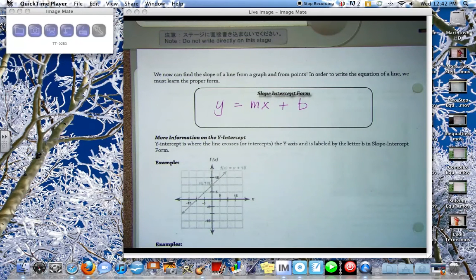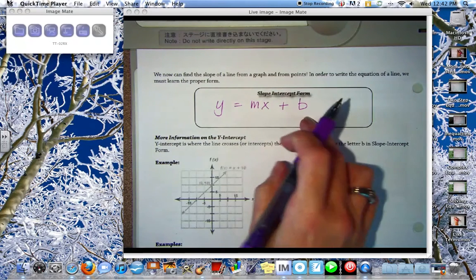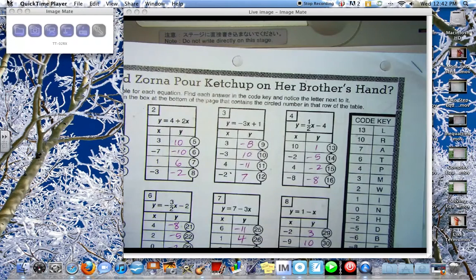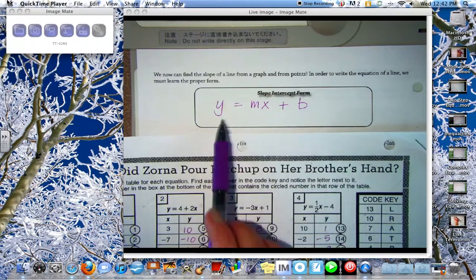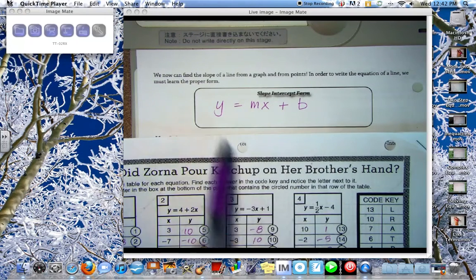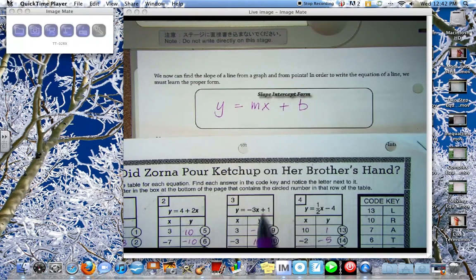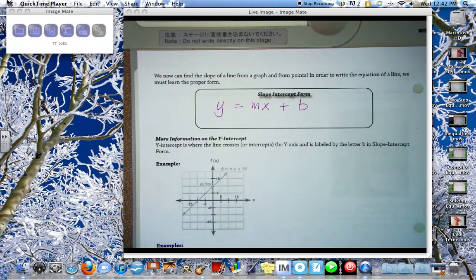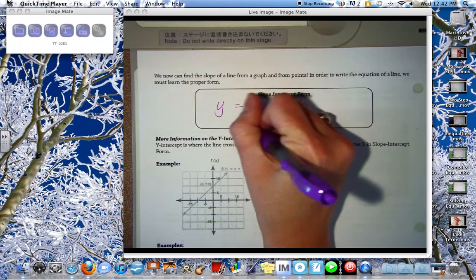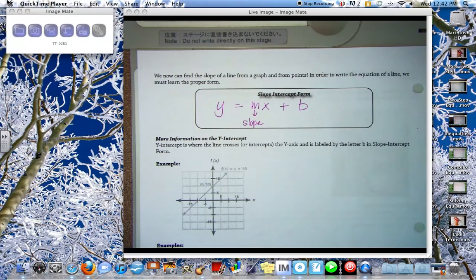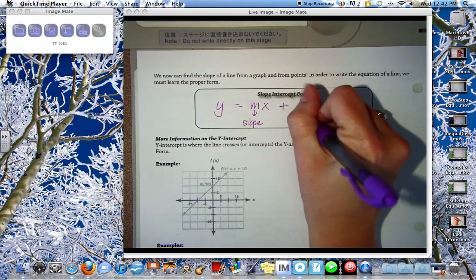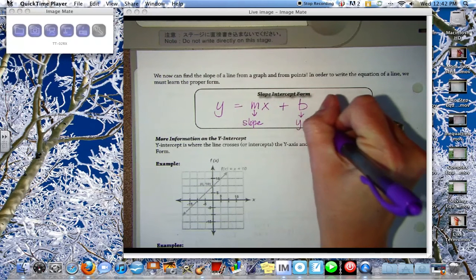Now you guys are looking at that and probably freaking out because there's a whole bunch of letters in front of you and no numbers whatsoever. But this represents what you've been looking at the past couple of days. Yesterday you looked at y equals negative 3x plus 1 and y equals 1/2 x minus 4. So these have similar forms here. y equals mx plus b. Notice the x, notice the y. This m represents the slope. That's the letter that we use to represent the slope. And the b is the y-intercept.